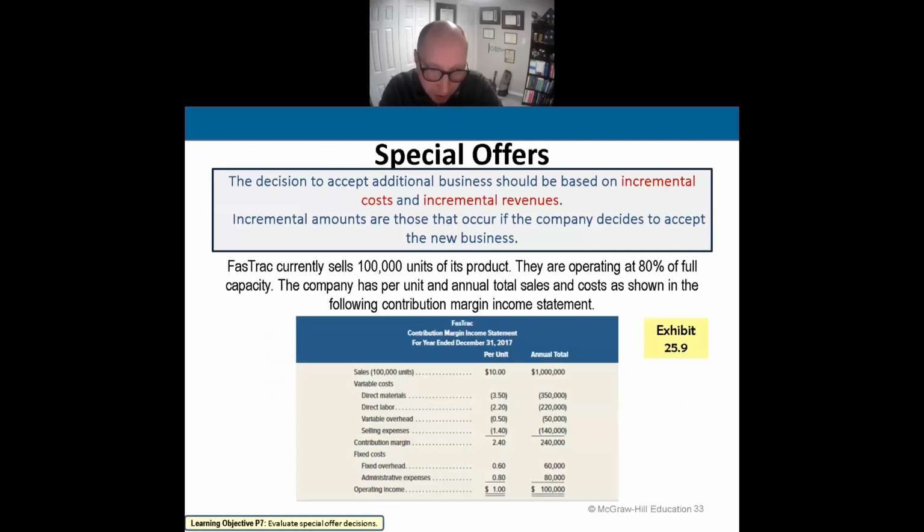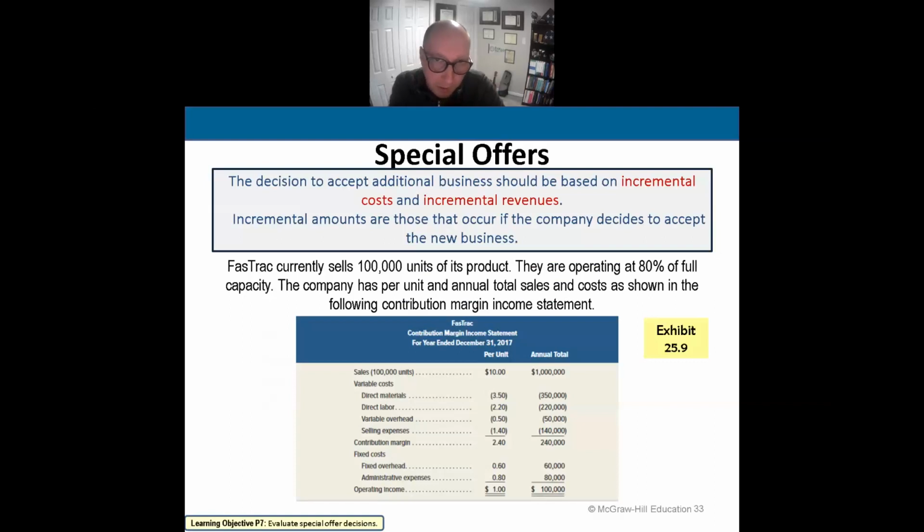Incremental, as you know, is additional. First thing we do is we look at the per unit cost. Look at sales per unit minus variable cost per unit to get the contribution margin per unit, minus our fixed costs per unit to get the operating income per unit. Normally, we receive a $1 operating income per unit with a sales price of $10.